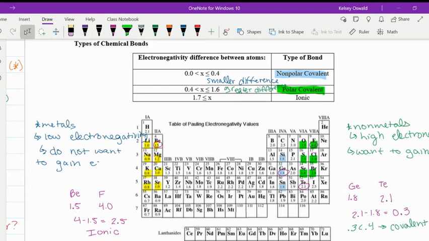So for instance, if we were to look at bromine and fluorine. Okay, their electronegativity values are 4 and 2.8. So we have a difference of 1.2 there in how much they want those electrons. Since fluorine wants those electrons more, it has a higher electronegativity. Fluorine is going to pull those electrons closer to itself and form a polar covalent bond. So when we talk about polar covalent, we're still sharing, but we're not sharing them equally. Someone wants those electrons more.